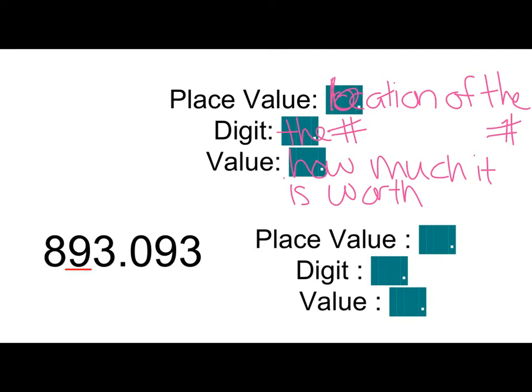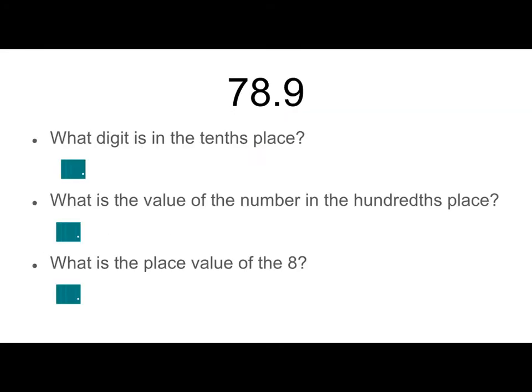We're going to talk about this 9. Okay, so what place value is it in? It's in the tens. The digit is a 9. And its value, how much it's worth in that spot, is 90. Because it's 9 tens. Okay, 9 in the tens place. Okay, so let's do another one.